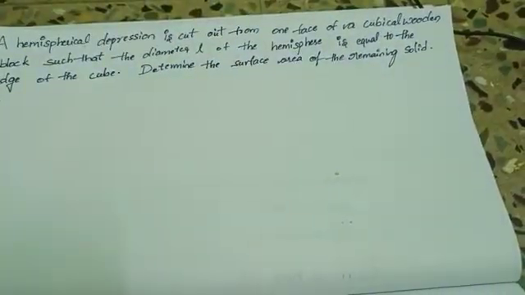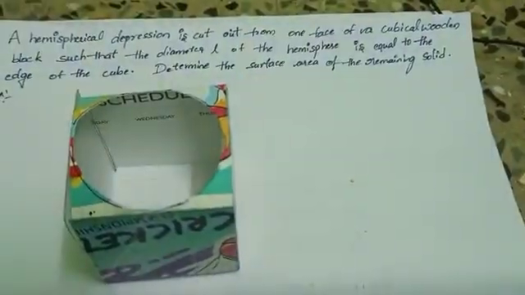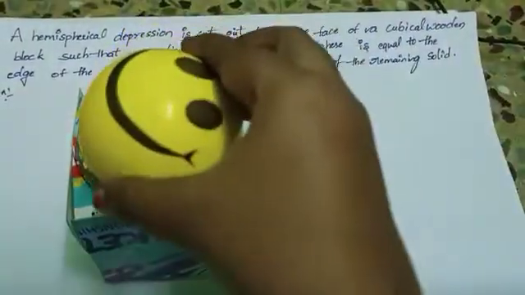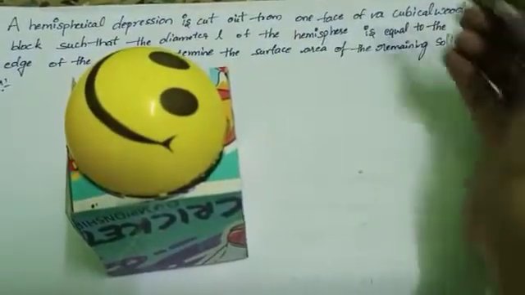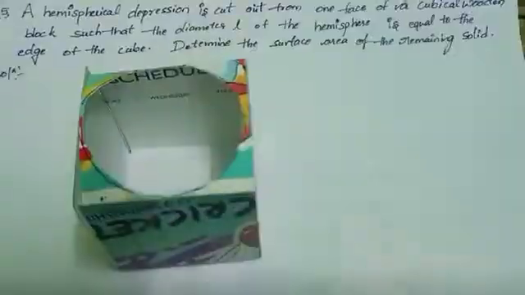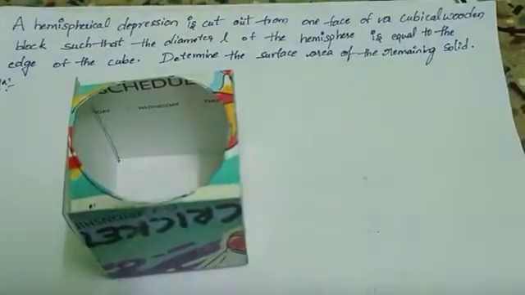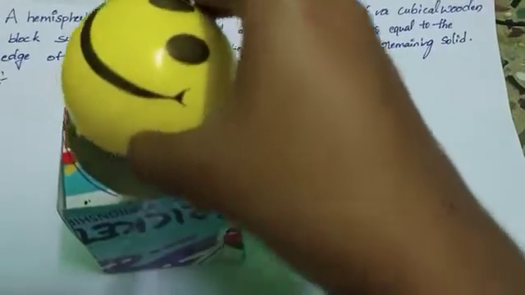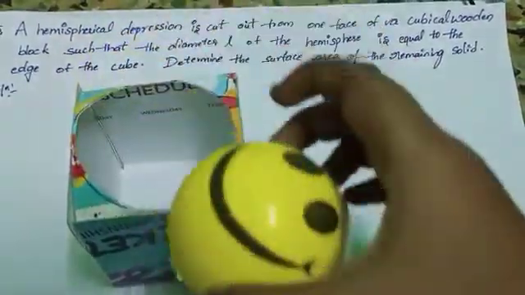See here, a hemispherical depression is cut out from one face of the cubical wooden block. This is the cut surface of the cubical wooden block. Here we have to fix the hemisphere into the cubical wooden block. This is the depression. See how to fix this hemisphere into the cubical wooden box.